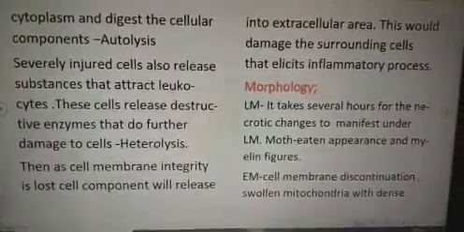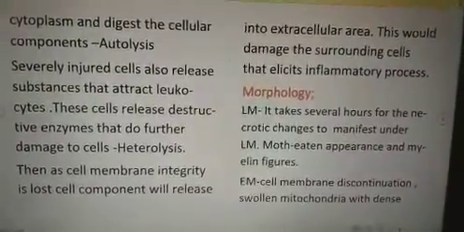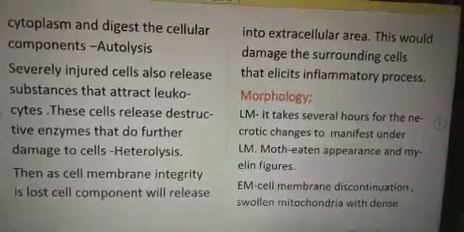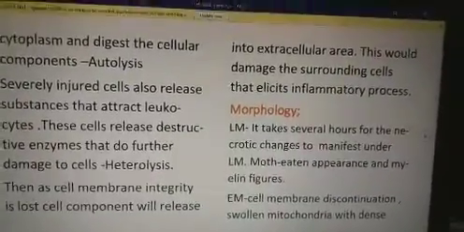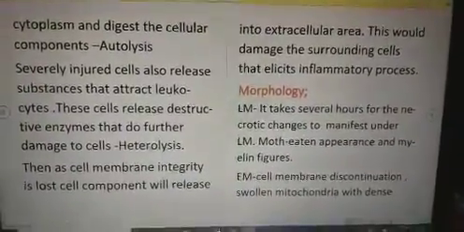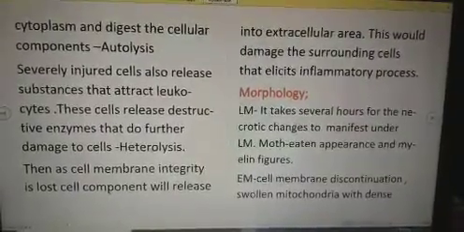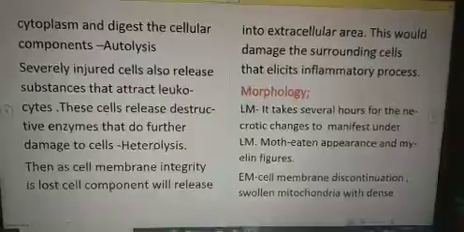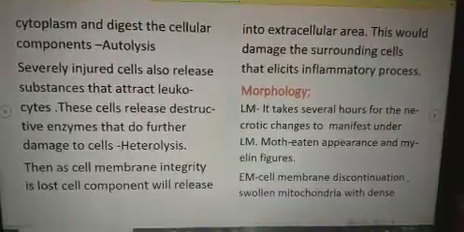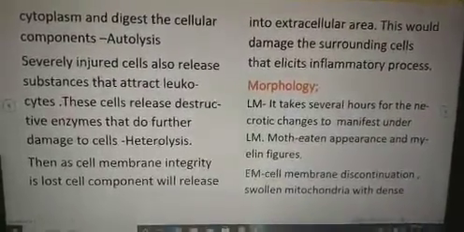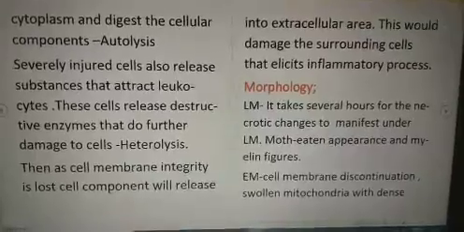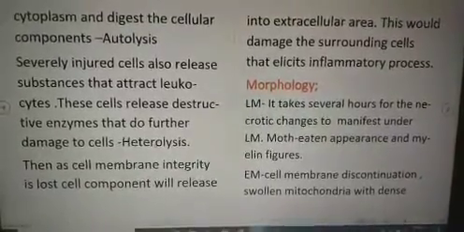Now next is the morphology. Under a light microscope, it takes several hours for the necrotic changes to manifest. We will see that in detail when we talk about different types of necrosis in our next video. So the two important points are the moth-eaten appearance and myelin figures.